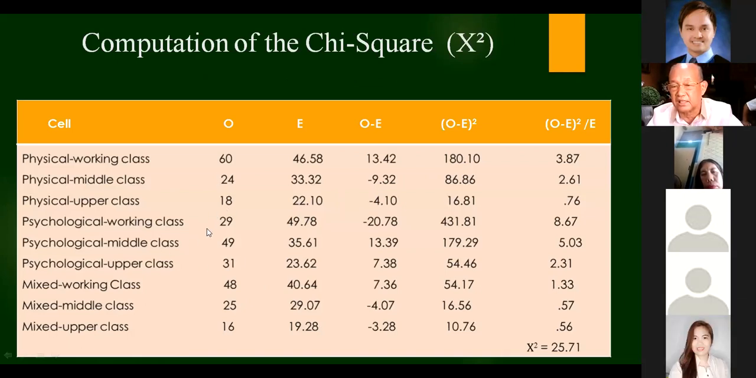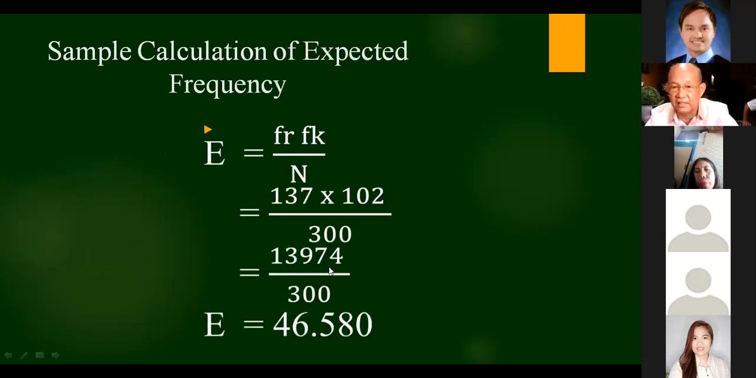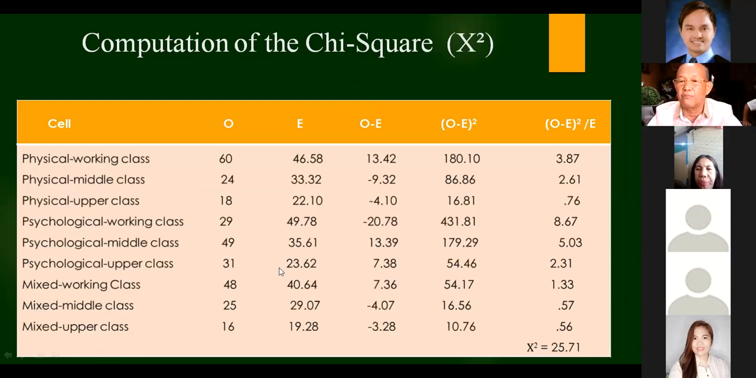Itong 29, second row na yan eh. Saan doon yung 29? O, tingnan nyo lang. Ayun. Kaya ang i-multiply nyo naman is 137 times 109 over 300. For 49, 98 times 109 over 300. For 31, 65 times 109 over 300. Can you follow the process? Yes, Doc. So if you do that, my dear colleagues, you come up with a table like this.